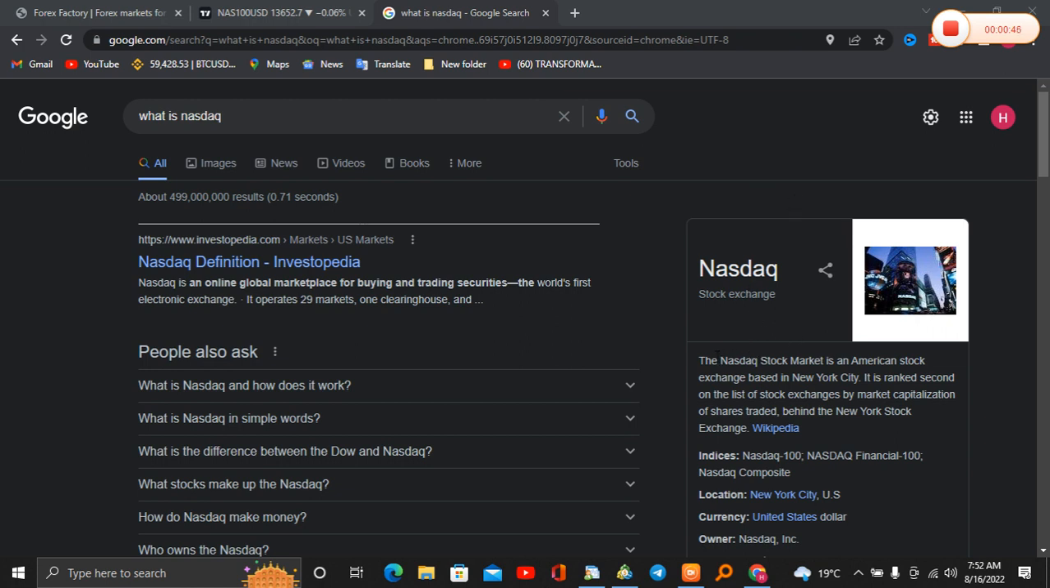Now, since I've already given you a brief introduction that today we're going to be analyzing NASDAQ, I want to first explain what NASDAQ is. The NASDAQ stock market is an American stock exchange based in New York City. It is ranked second on the list of stock exchanges by market capitalization of shares traded, behind the New York Stock Exchange.